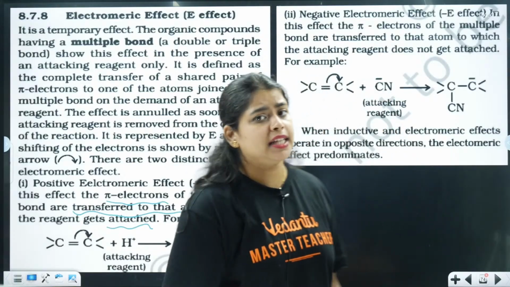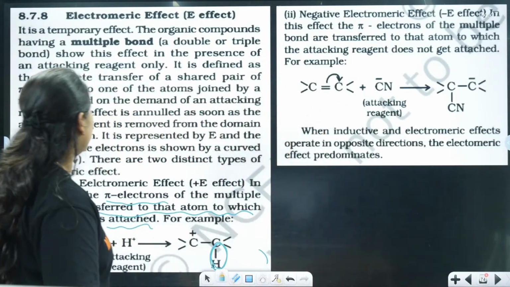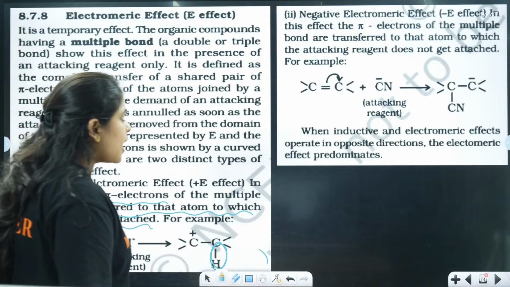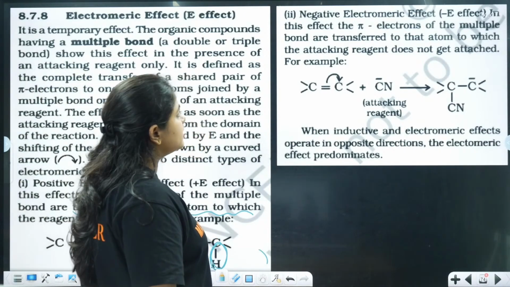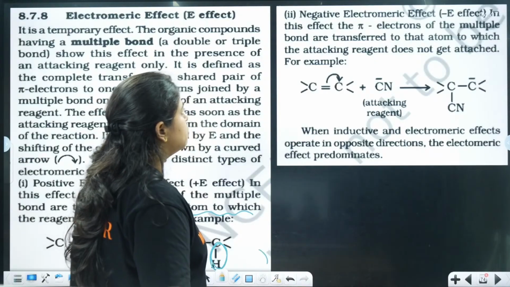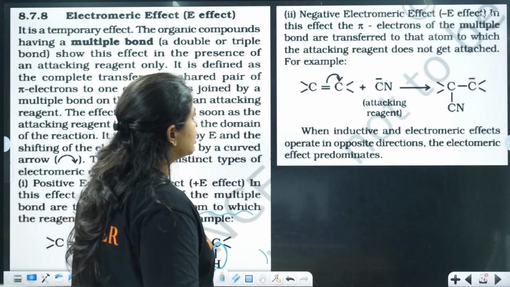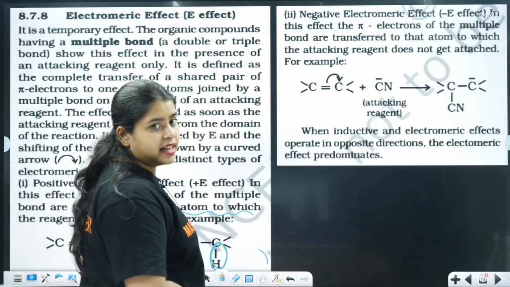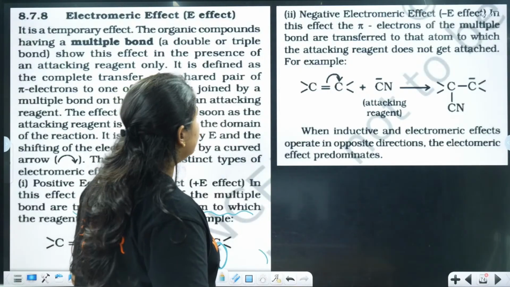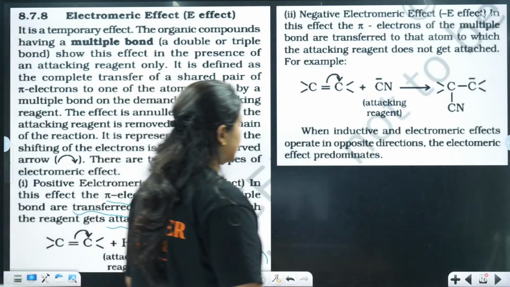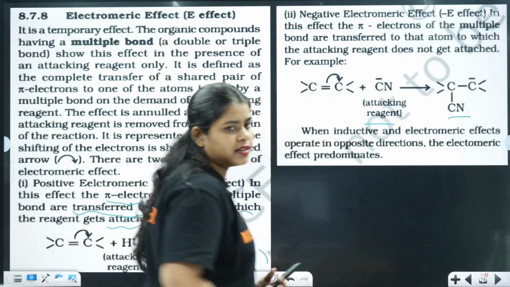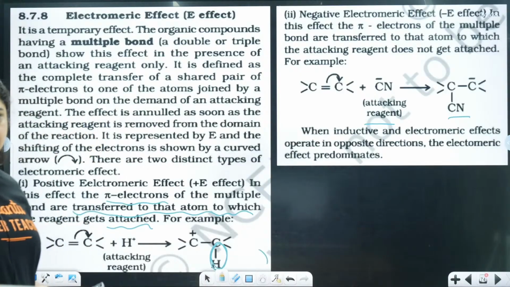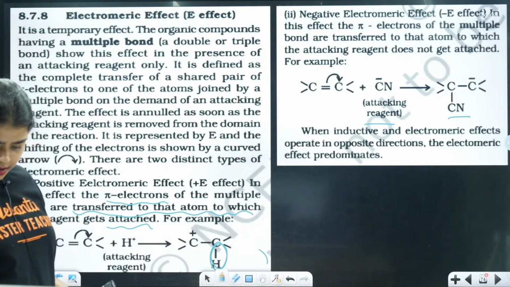Understood? That is what happens in the positive electromeric effect. Now what happens in the negative electromeric effect, that is the minus E effect? In this effect, the pi electrons of the multiple bond are transferred to the atom to which the attacking reagent does not get attached. For example, these are simple examples of attacking reagents which people can see. Okay.